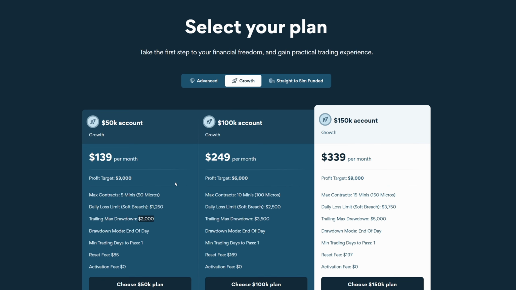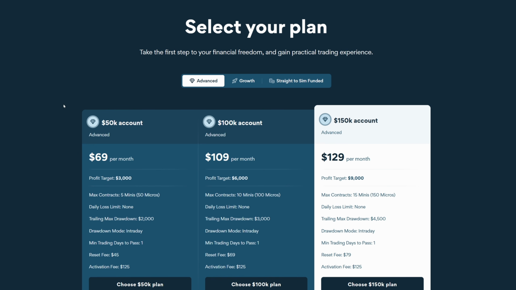Now, one of the benefits of the Growth plan is it is cheaper than the Straight to Funded account. And once you pass the evaluation, you can see right down here, there is zero activation fee. And you can save 35% right now on all these accounts.